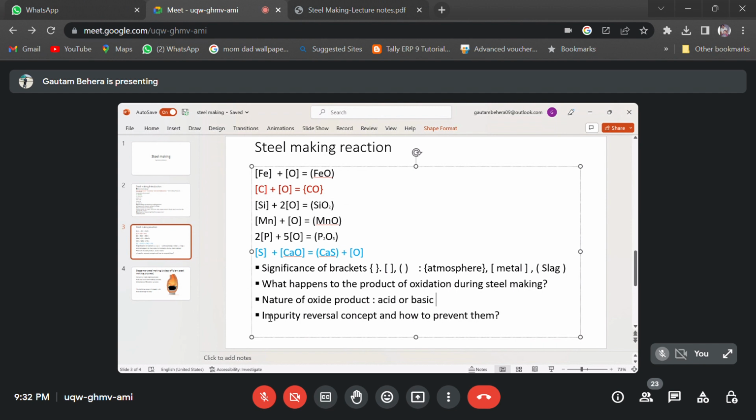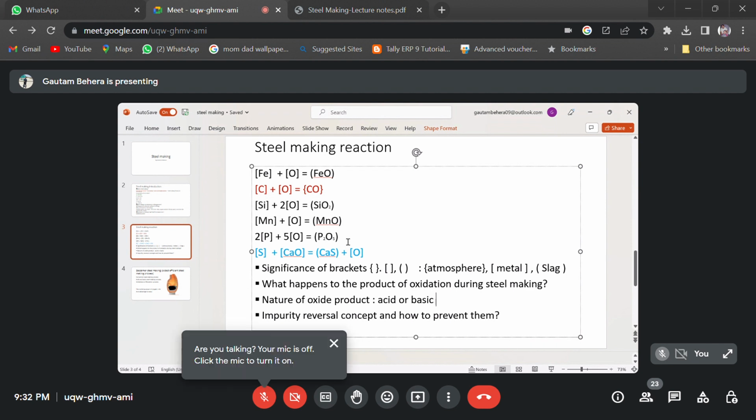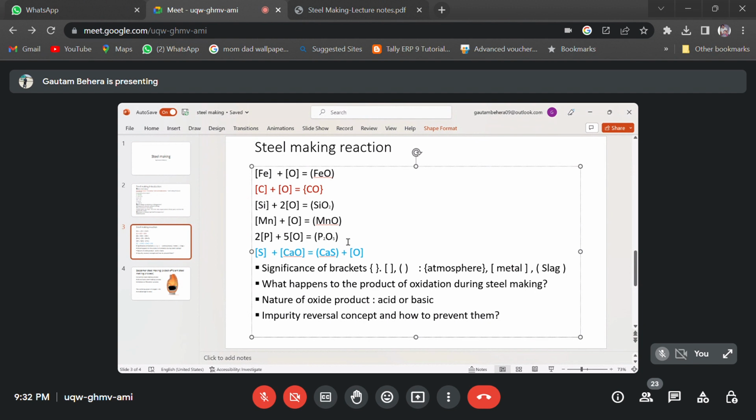Right? Anyways, now tell me the nature of oxide products, acidic or basic. Among these four, FeO, SiO2, MnO, P2O5, which one is acidic oxide, which one is basic oxide? Or all are acidic or all are basic? So P2O5 is acidic. Okay, very good. SiO2 is also acidic. Very good. So P2O5 and SiO2 are acidic oxides, you have to remember, in steel making process. And MnO and FeO are basic oxides.